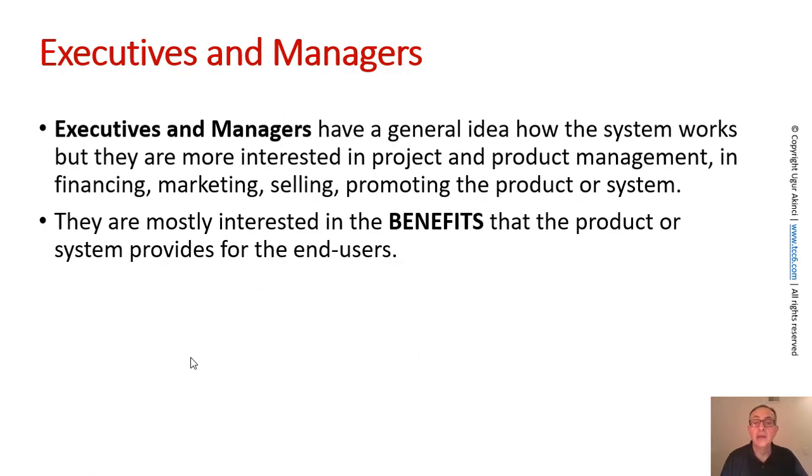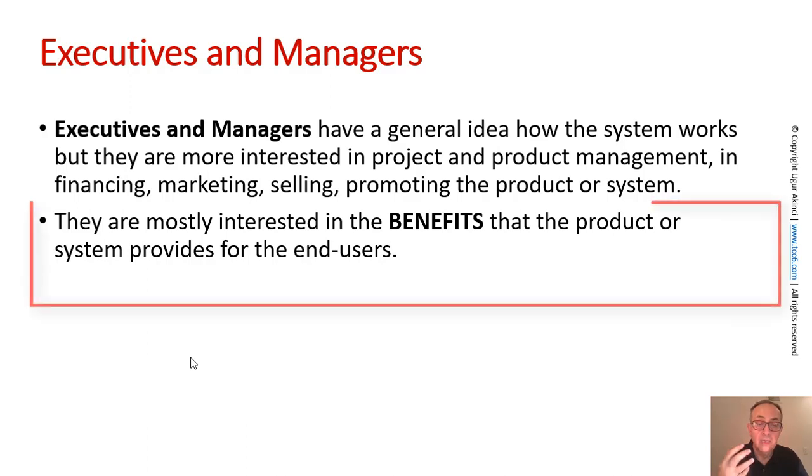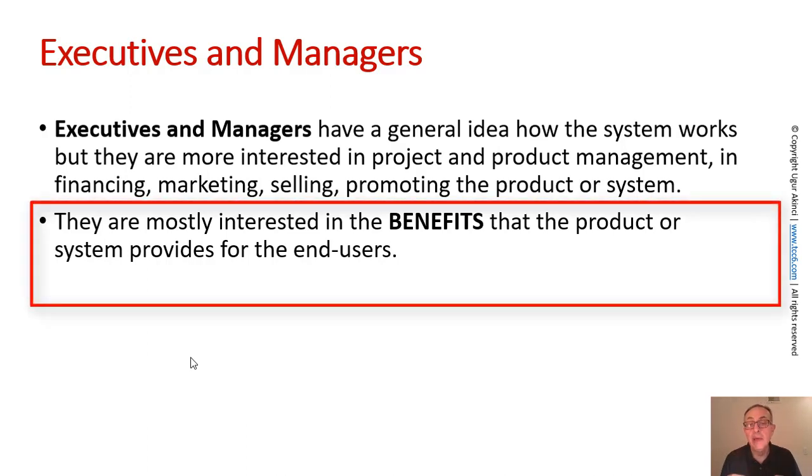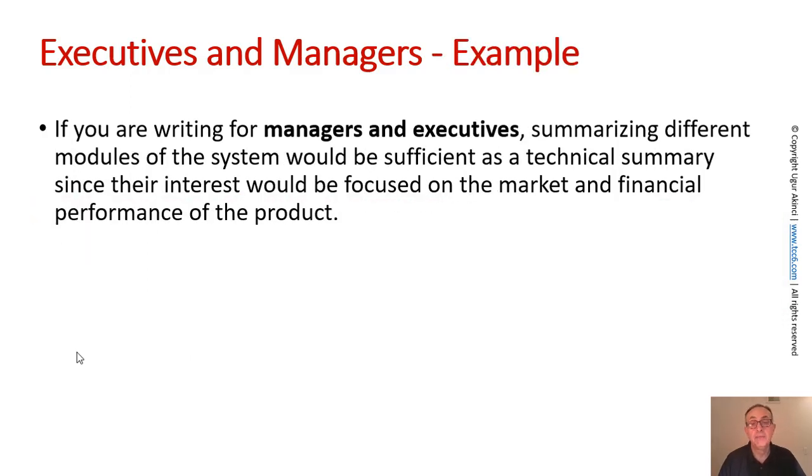Executives and managers have a general idea how the system works, but they are more interested in project and product management, in financing, marketing, selling, promoting the product or system. That's why they are mostly interested in the benefits that the product or system provides for the end users. If you are writing for managers and executives, summarizing different modules of the system would be sufficient as a technical summary, since their interest would be focused on the market and financial performance of the product.